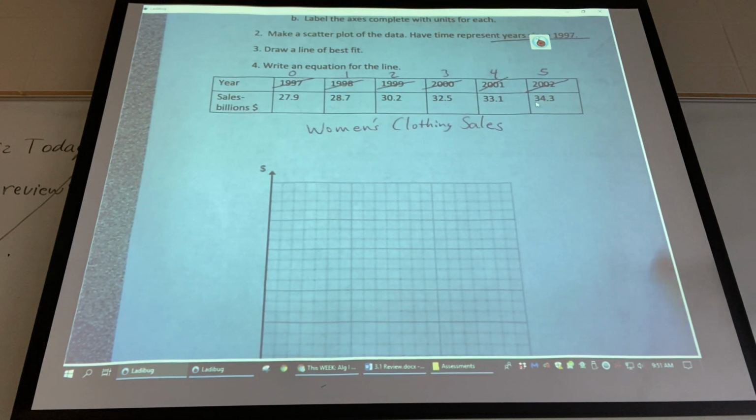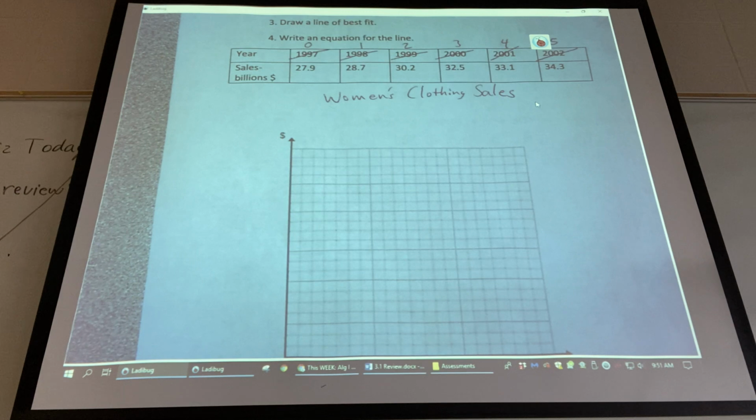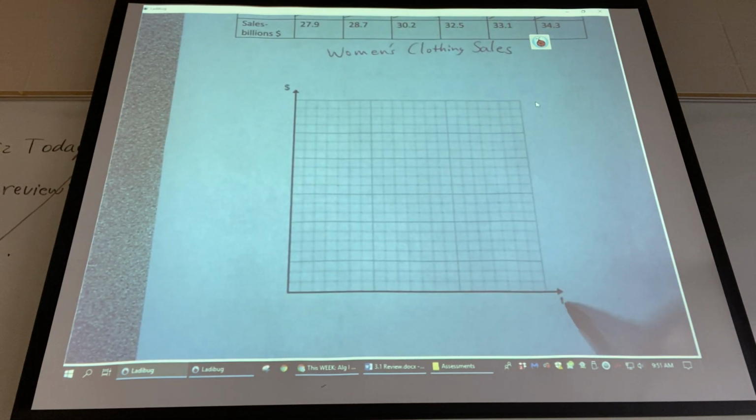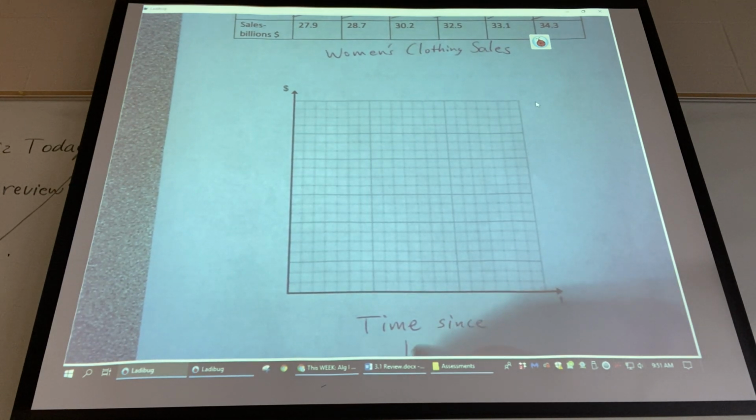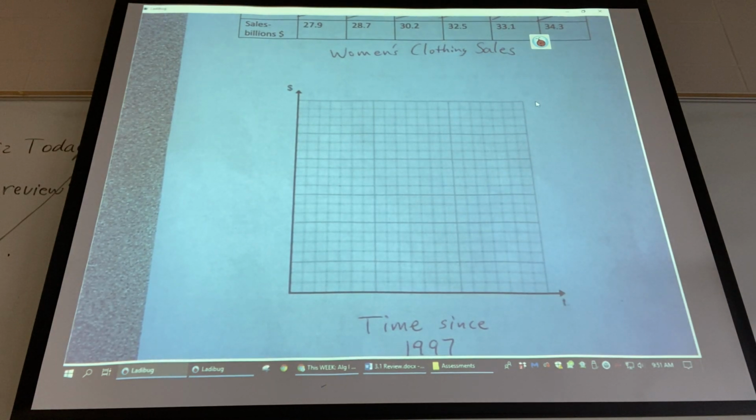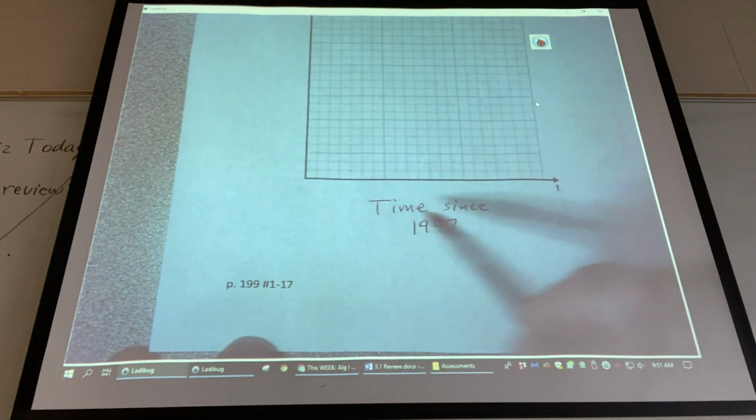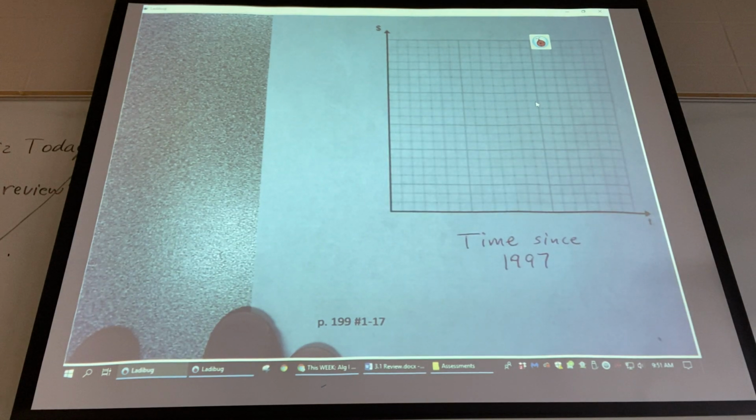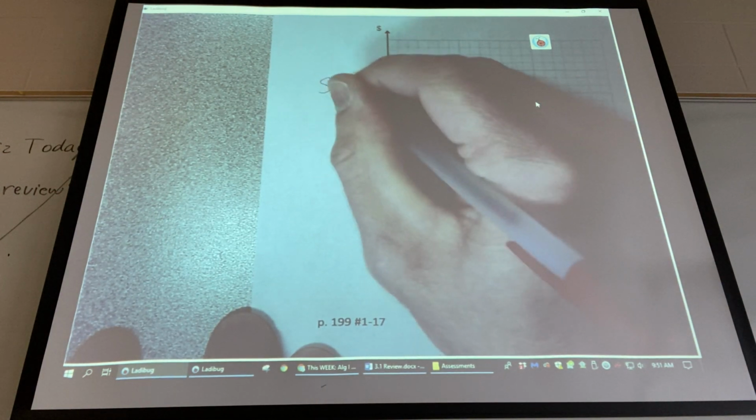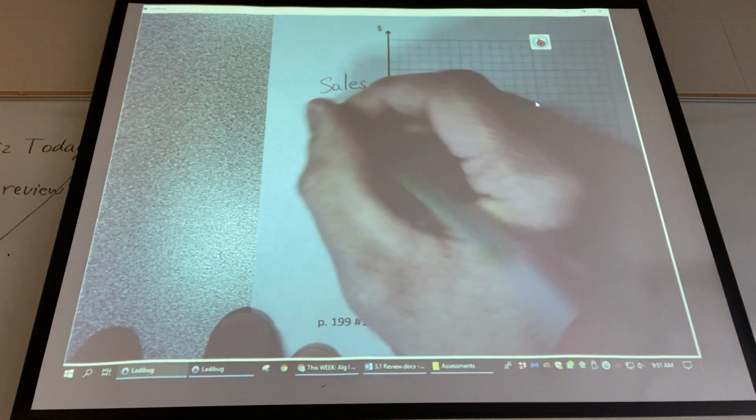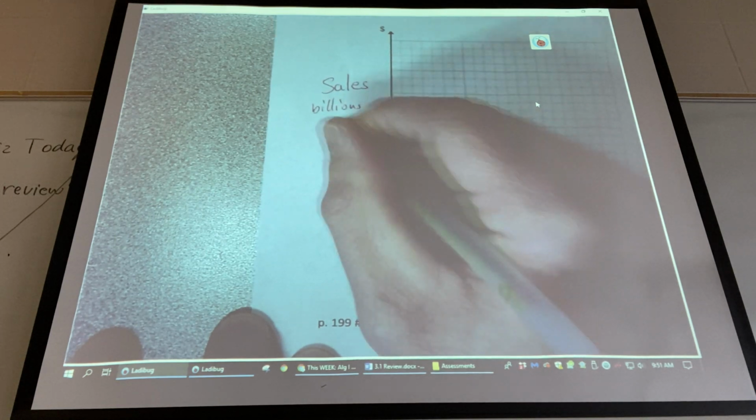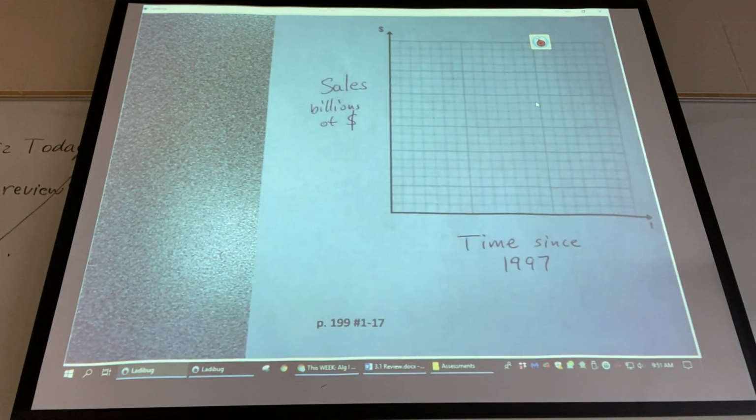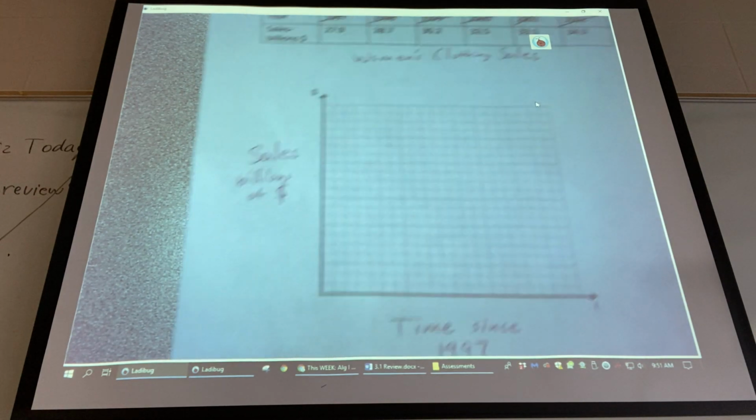And then they want us to label our axes here. We already got kind of a head start that we have time, don't we, down here? Yep. And what I'd like for you to write is time since what? 1997. Because I want to just do like 0, 1, 2, 3, 4, 5, right? Yes. And then over here will be our money, and it's going to be sales, right? But let's make it clear that it's what? Billions. Yeah, billions of dollars. Billions of dollars. That's a lot.